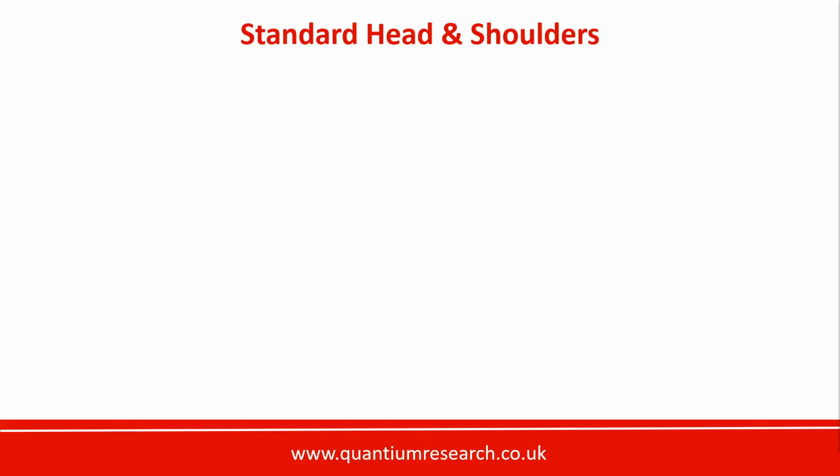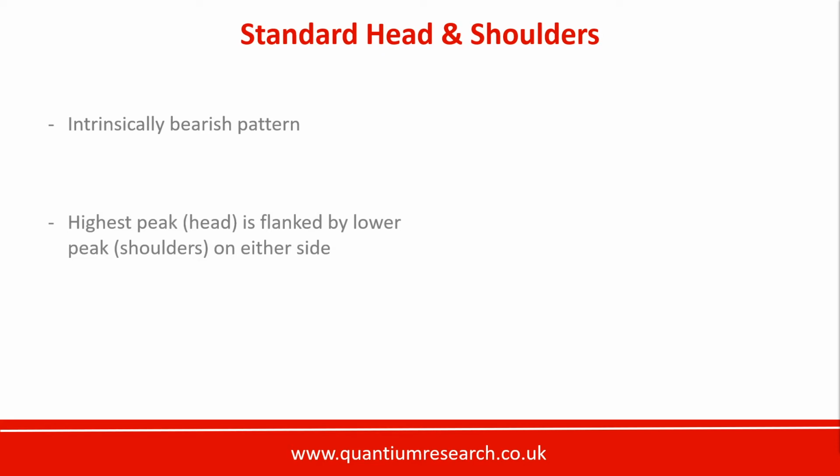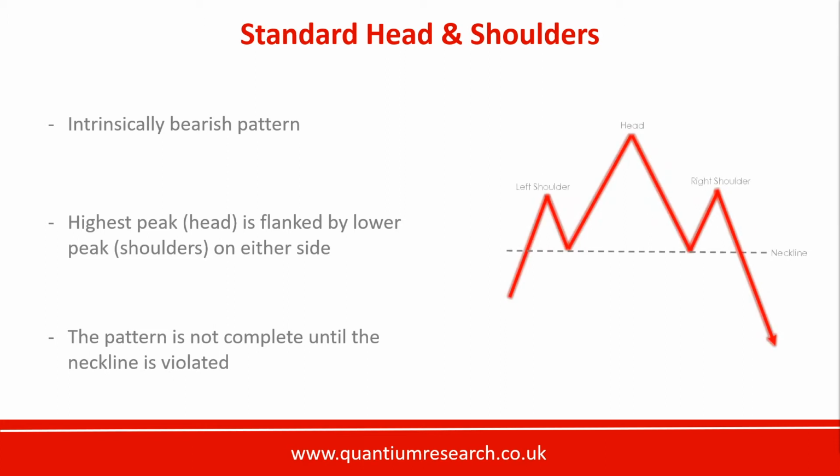So let's begin with what a standard head and shoulders pattern is. Such a pattern has three peaks, and the highest one is in the middle, and that is referred to as the head, with lower peaks, which are called the shoulders, one on either side of the head. Now, a trend line is drawn by connecting the troughs on either side of the head and is referred to as the neckline. It's an intrinsically bearish pattern.